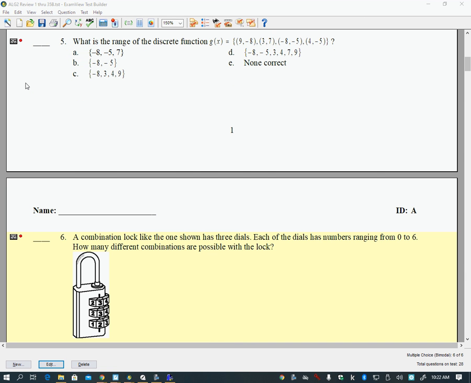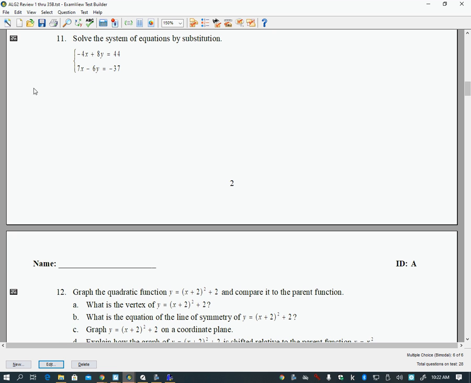11. Solve the system of equations by substitution. What I would do with this, substitution means to cancel out a variable. So am I going to cancel out x's or y's? Cancel out the x's. What did you multiply the top equation by? I would multiply by 7. No, okay. I think what I did was I just put the first equation into slope intercept form. I added 4x to both sides, and y equals negative 4x plus 44.